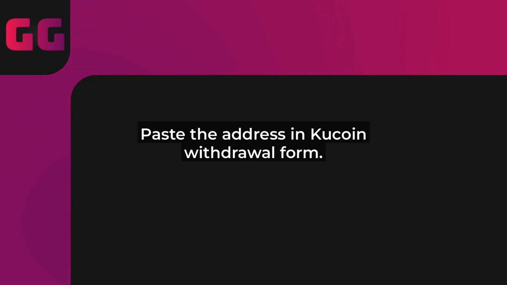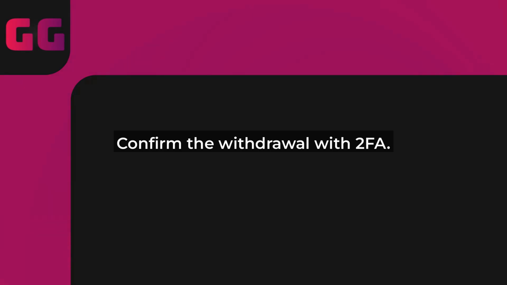mishaps. Step 4. Paste the Binance deposit address into the withdrawal form on KuCoin. Review all the details, including the amount and network, then hit Confirm. You'll likely need to enter a 2FA code for added security.